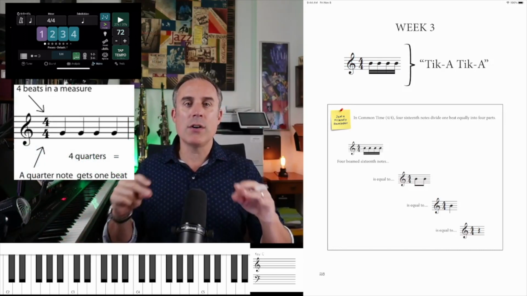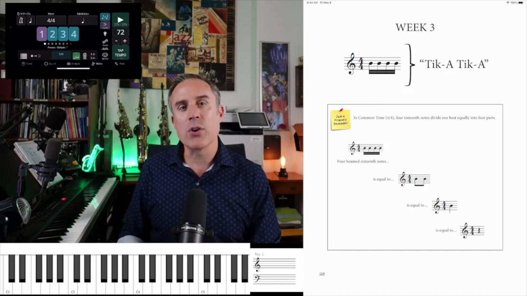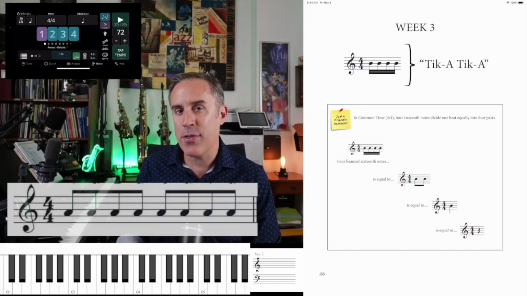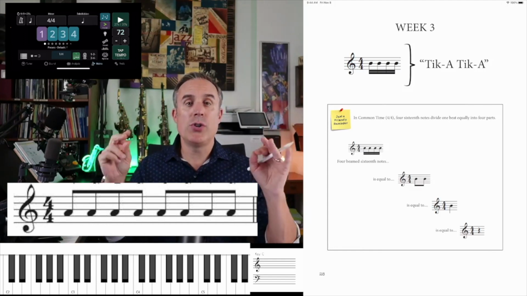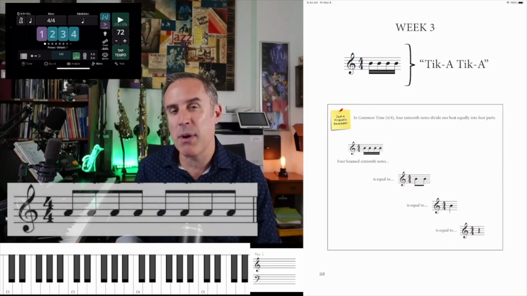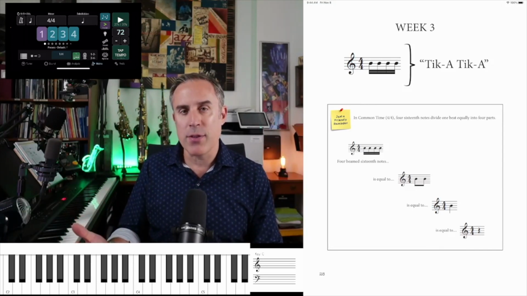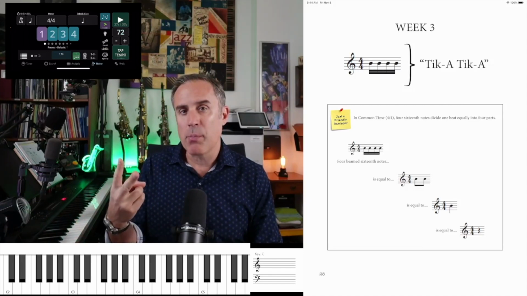Ta, ta, ta, ta, bar line, next measure. We also learned that you can have up to 8 eighth notes in a single measure in 4/4 time, and they would sound like this. T, T, T, T, T, T, T, T, bar line, next measure. So what we did to get our paired eighth notes, or our 2 eighth notes, is we divided one quarter note into 2 equal parts.